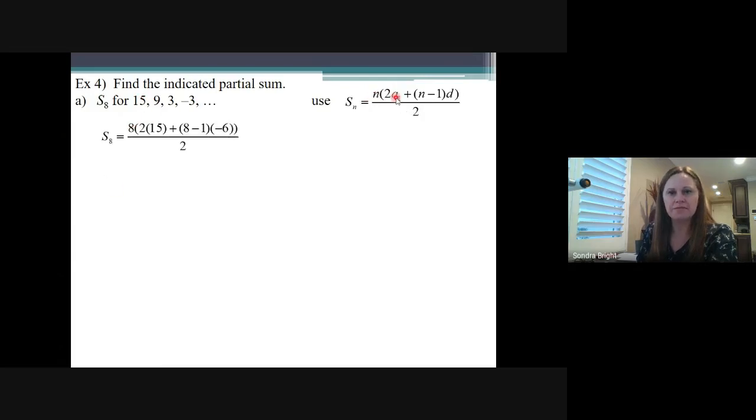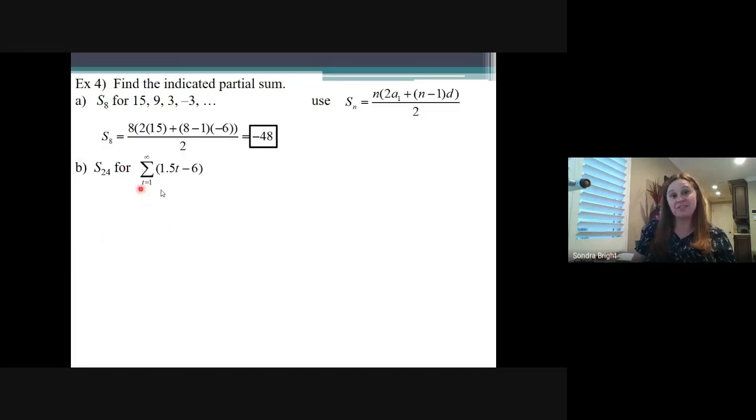I've got 2 times the first term, so 2 times 15 plus n minus 1. Well, my n was 8, so I plug in 8 into n minus 1. The common difference we had figured out was negative 6, and then all over 2. Make sure you do 30 plus, what would that be? 7 times negative 6, so a negative 42. 30 minus 42 is negative 12, and then times 8 divided by 2 would be 4, so you get negative 48.